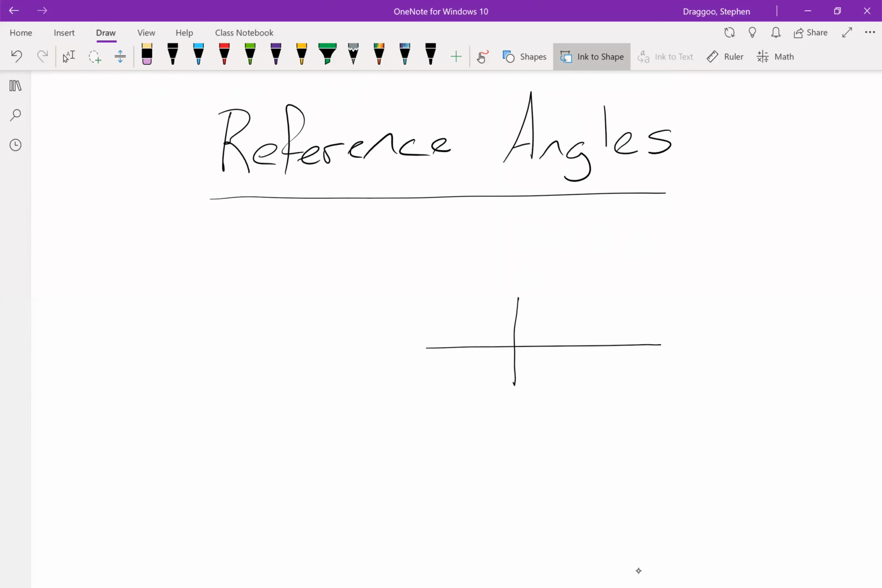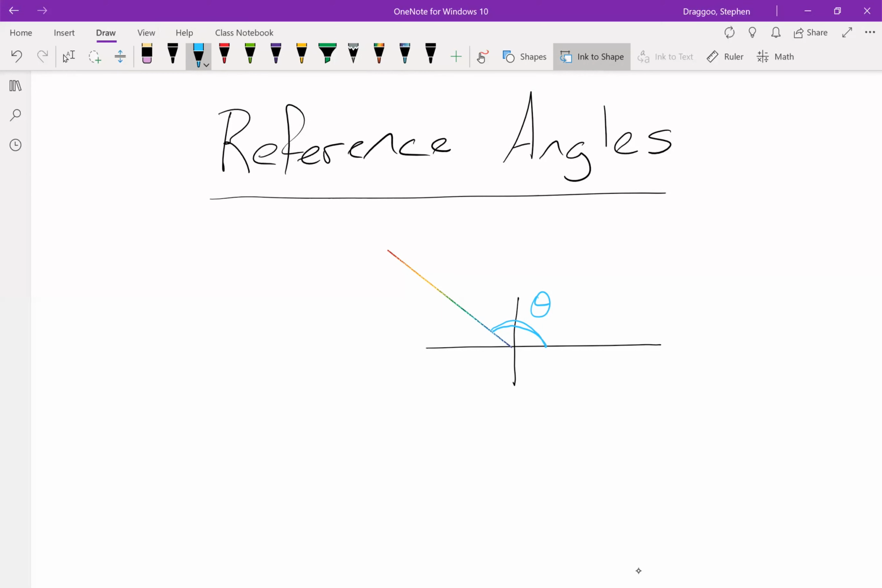Let's imagine an angle that's in quadrant 2. Like this angle right there. Now, if I were to measure the actual angle in standard position that's going to put me over there, that's going to be this blue angle right here. Let's call it theta, because we like to call lots of angles theta.